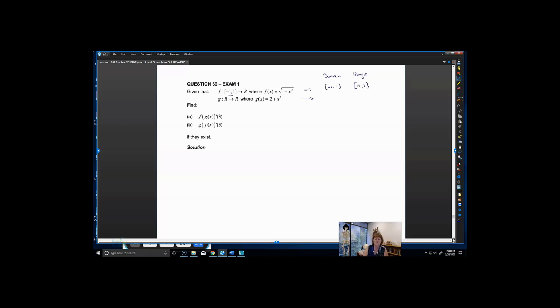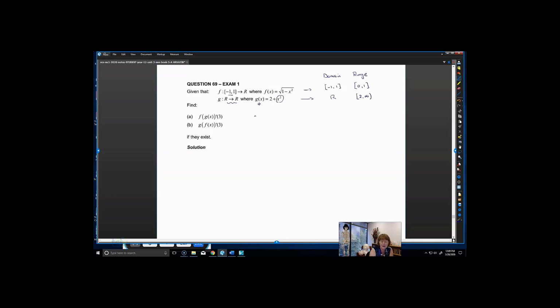When I have a look at my domain of my g of x, my domain is a set of real numbers. And the fact that I'm squaring this number means that I'm always adding something to 2. So my g of x here is always going to be 2 plus something. So my g of x range is going to be 2 to infinity. So I've written that down so I have a good idea of what they are.